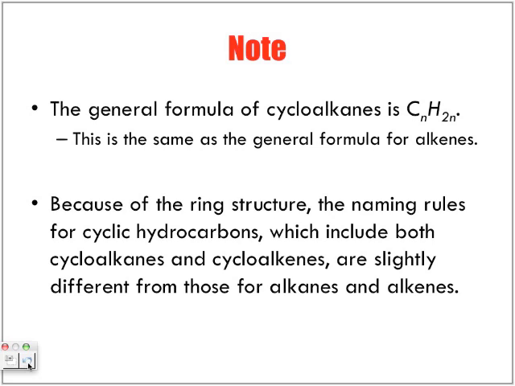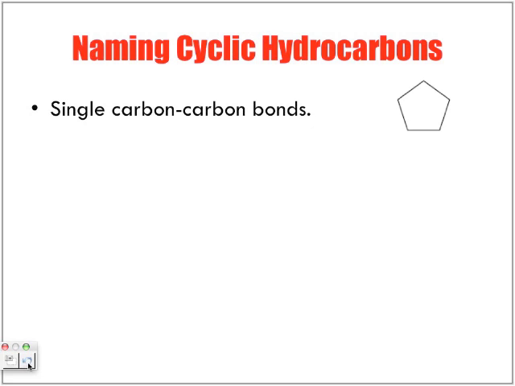Now, because of the ring structure, the naming rules for cyclic hydrocarbons, which include both cycloalkanes and cycloalkenes, are slightly different from those for alkanes and alkenes. Okay. Now, a few of the rules that we're going to see. I'm going to show you a couple of examples, to show what kind of rules come into play when dealing with these cyclic hydrocarbons.